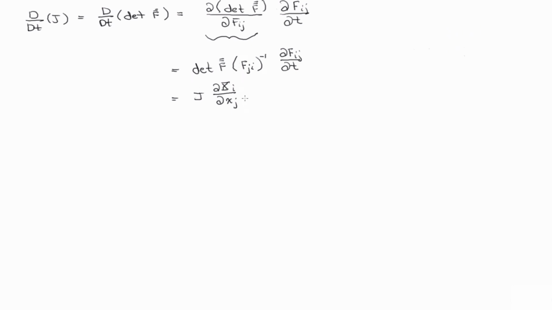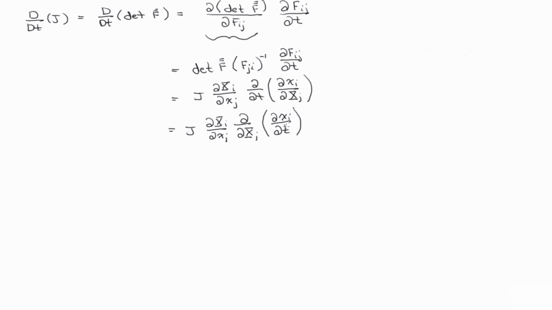Okay. And we'll do the same thing here. We're going to write out F in terms of its definition, so we have partial t of partial little x_i partial X_j. So now we can just switch the order of differentiation on the last term. So I have J partial X_j partial x_i, switch the order of differentiation so that I have partial X_j partial x_i partial t.